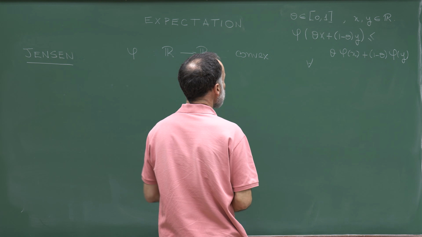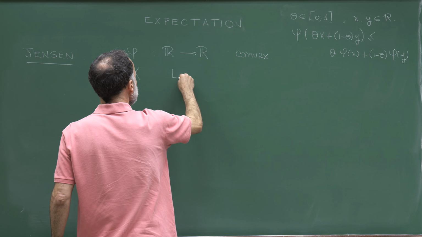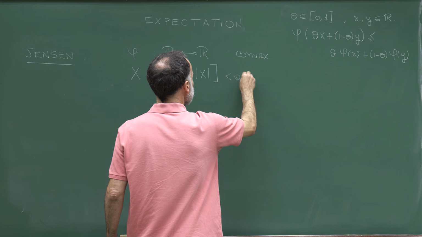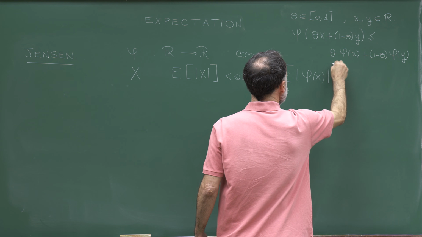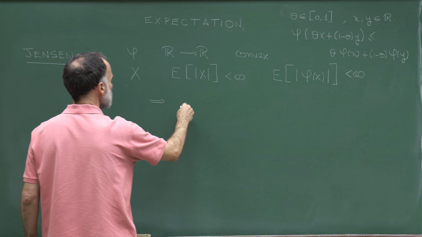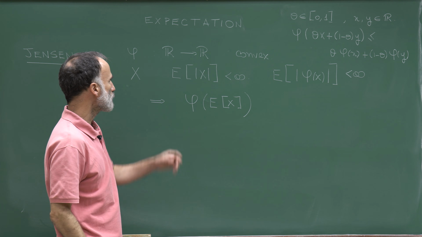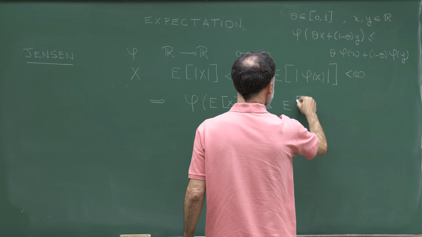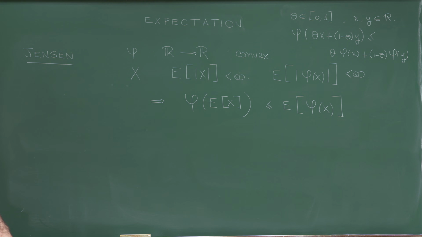So let's assume that we have a convex function. Let's assume that we have a random variable, and I will assume that this random variable is integrable, which means that the expectation of the absolute value of x is finite, and I will also assume that the expectation of phi of x is finite. So under these two conditions, what I claim is that phi of E[x], where E[x] is a real number because we have this condition, now I can take phi of this real number, and this is bounded by the expectation of phi of x.